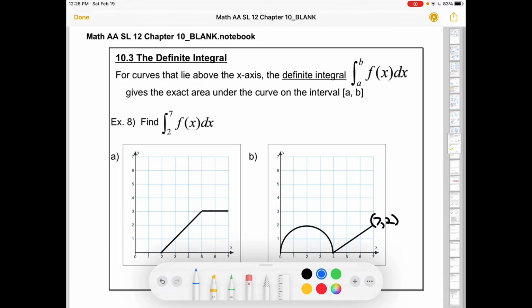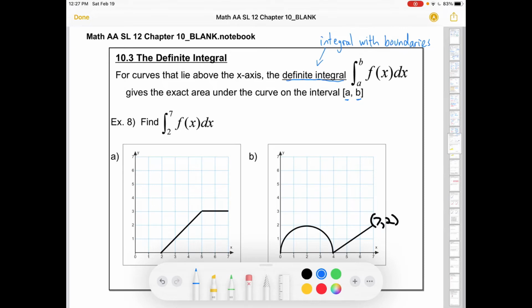At the start of our study of calculus, we said that it was essentially about two geometric questions. How steep is a function at a given point, and how much area is under a function over a given interval. So we're finally going to deal with that. For curves that lie above the x-axis, the definite integral, that means integral with boundaries, gives the exact area under the curve on some interval from a to b.